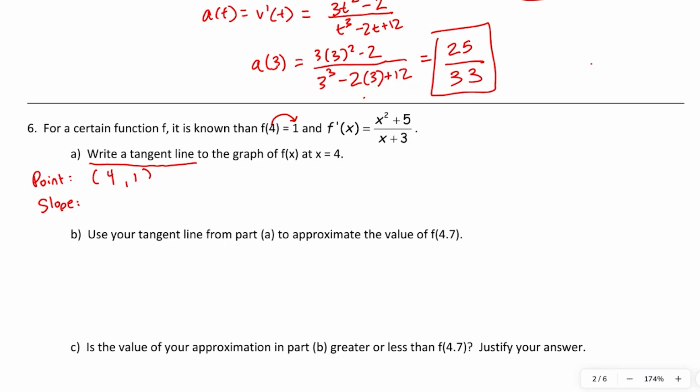And the slope, what we need to do is figure out what the value of the derivative is when x is 4. So f prime of 4, since we already have the formula for f prime, we can just plug that in. 4 squared plus 5 over 4 plus 3 is going to be 16 plus 5, that's 21, over 4 plus 3 is 7. 21 divided by 7 is 3. So my slope is 3. So my equation is going to be y minus 1 equals 3 times x minus 4.